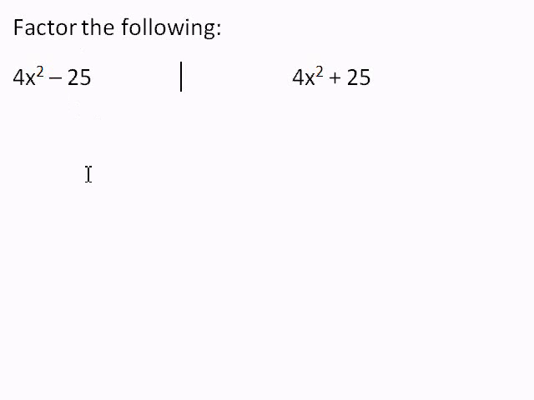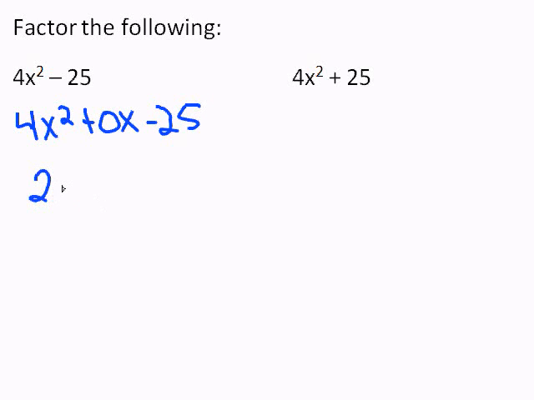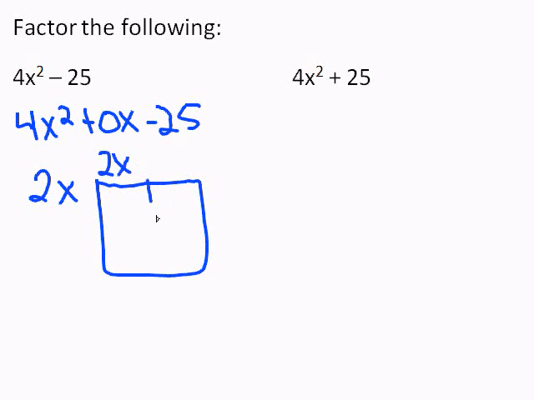So I'm going to rewrite this to make it look more like something we've seen in the past. I'm going to write it as 4x squared plus no x's in the middle minus 25. And just like in the previous examples, I'm going to split up the 4x squared into 2x and 2x, and I'm going to split up the 25 into 5 and 5. But notice it is a negative 25, so one of those 5's has to be negative.